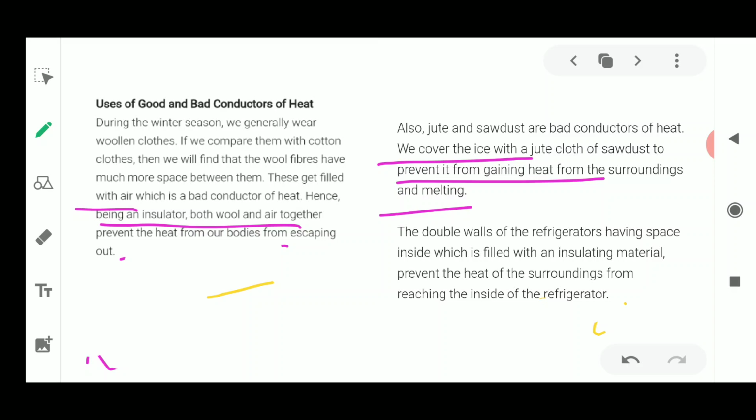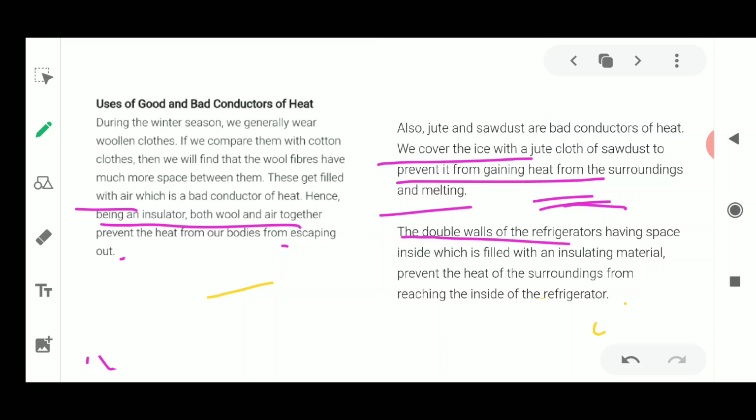So why is it kept in the jute bag? Because you know that jute is a bad conductor of heat, which is not going to allow the heat from the surroundings to reach the ice so that it could melt. So you can prevent melting of the ice for a longer time when you keep the ice covered with jute cloth.